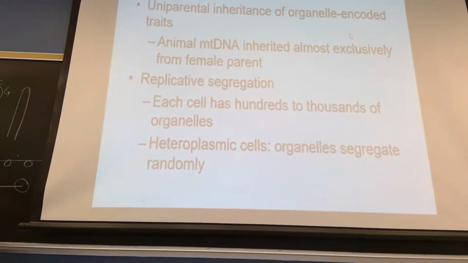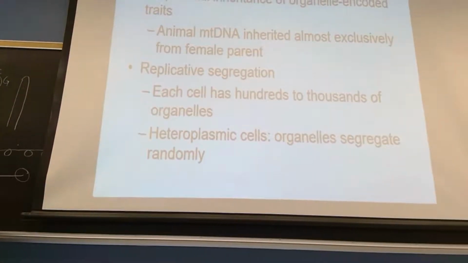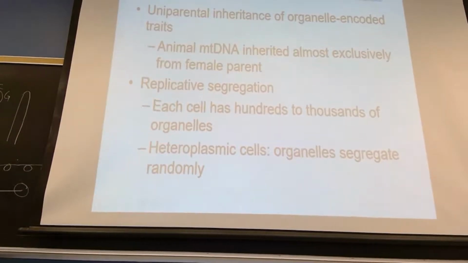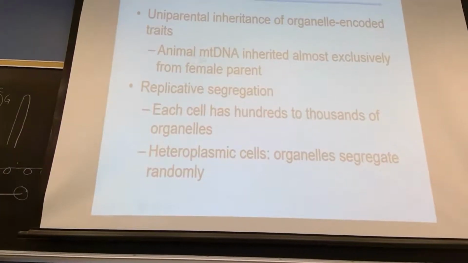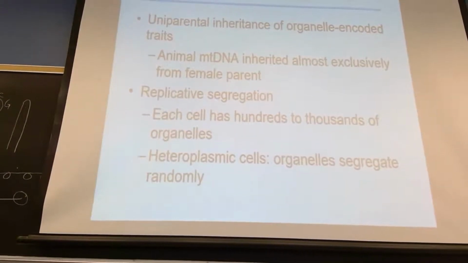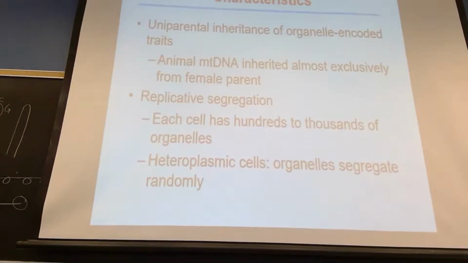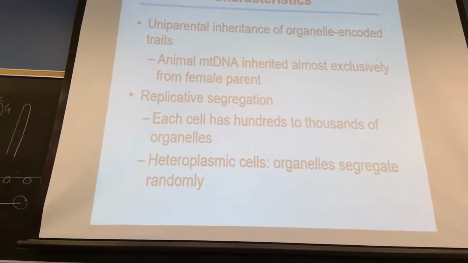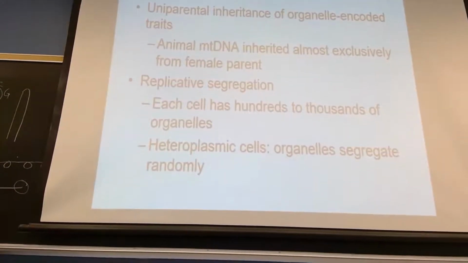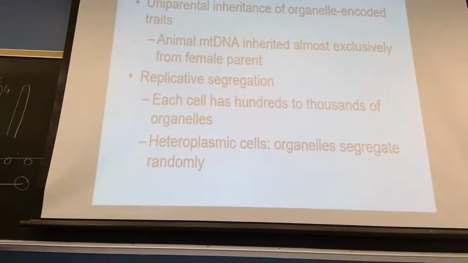And these have some kind of unique characters: uniparental inheritance of organelle-encoded traits. Animal mtDNA means mitochondrial DNA inherited almost exclusively from the female parent. So if you study the mitochondrial DNA, you can find out the mother, your grandmother, and such on the maternal line of the evolution.